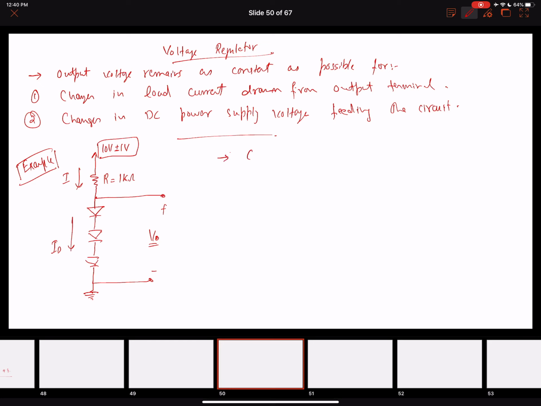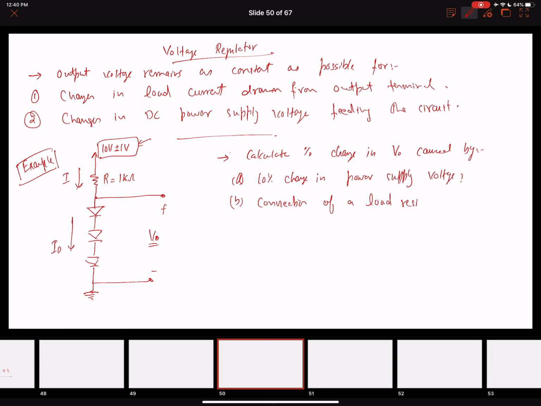So we want to calculate the percentage change in output voltage V naught caused by, first, a 10% change in power supply, and this is what we have done, 1 volt here, and second, connection of a load resistance.